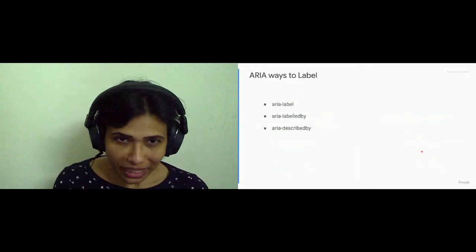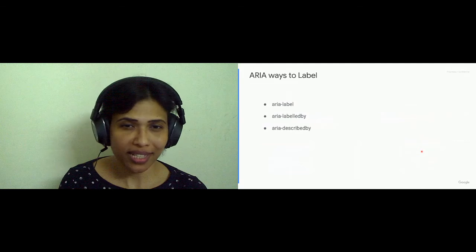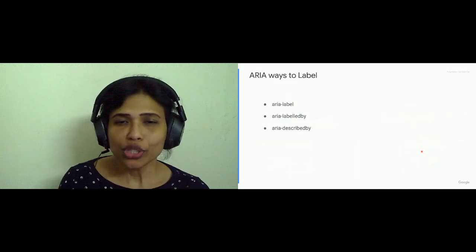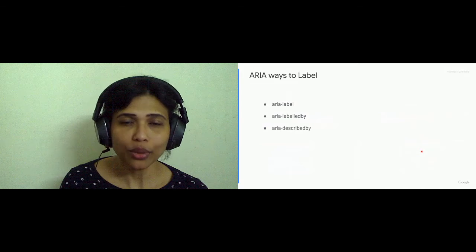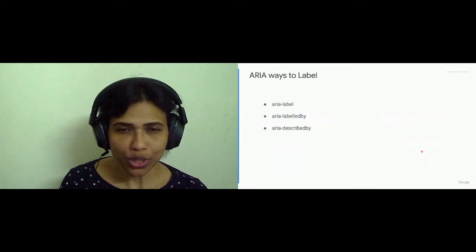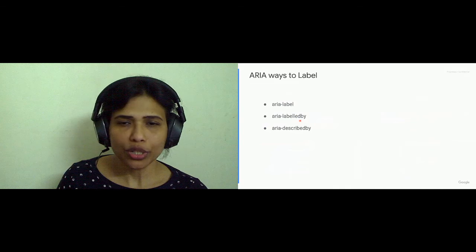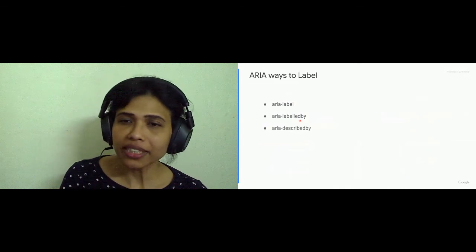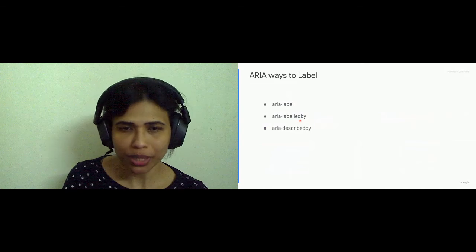A little bit about labeling. ARIA can add extra label and description, which is only exposed to assistive technology APIs. You just saw in the previous slide that if a button has both text content and an ARIA label, only the ARIA label value will be used. ARIA labeled by allows us to specify the ID of another element in the DOM as an element's label. It's usually used for relationship attributes.